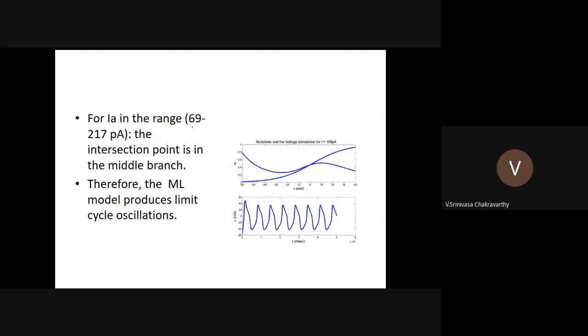But if you increase the input current and take it to the range of 69 to 217 picoamperes, the intersection point now moves up and intersects the V null plane somewhere in the middle branch. When that happens, again, you can show that this point becomes an unstable focus. In that condition, you will see that the voltage oscillates. There will be a limit cycle going around it. If you plot the voltage component, it looks like this. This is continuous firing, and these are action potentials. You can also see the characteristic shape of the action potential, a sharp rise towards a peak, and after that, it falls off more gradually. Okay, that's a typical action potential.